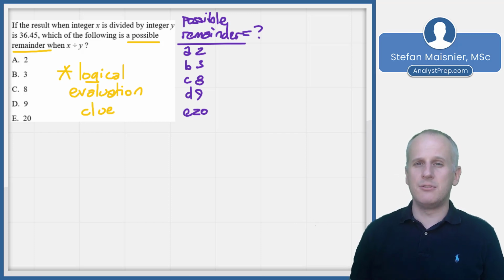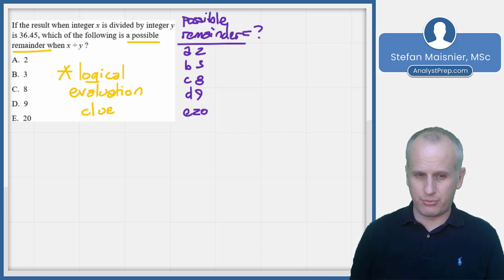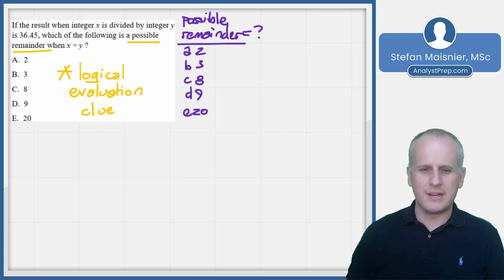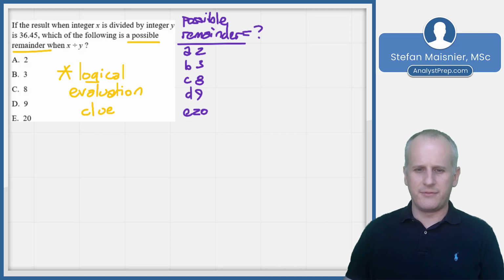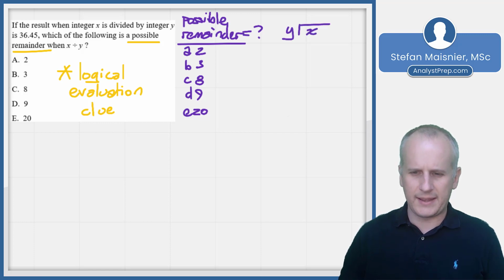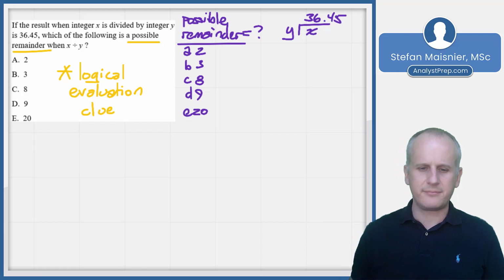But this makes you think that I have to consider the concept, not just directly solve using calculation. So we have the question: if the result when integer x is divided by integer y... So I'm going to do the long form. So we know that y divides into x, and we get 36.45. And we're being asked for what is a possible remainder.